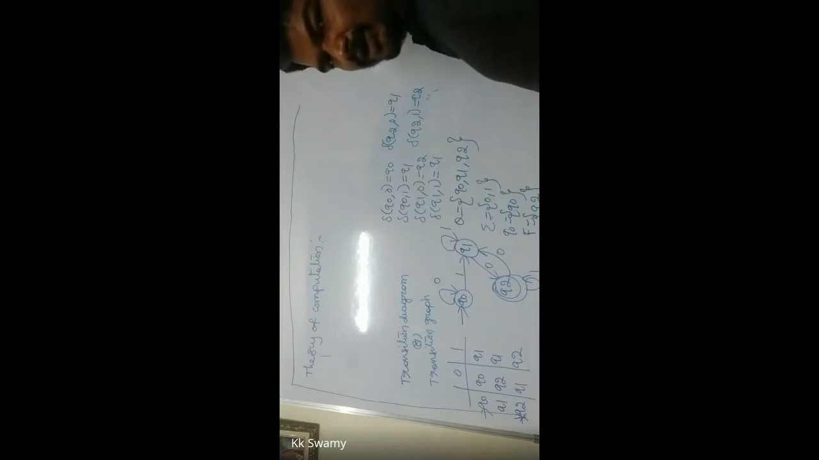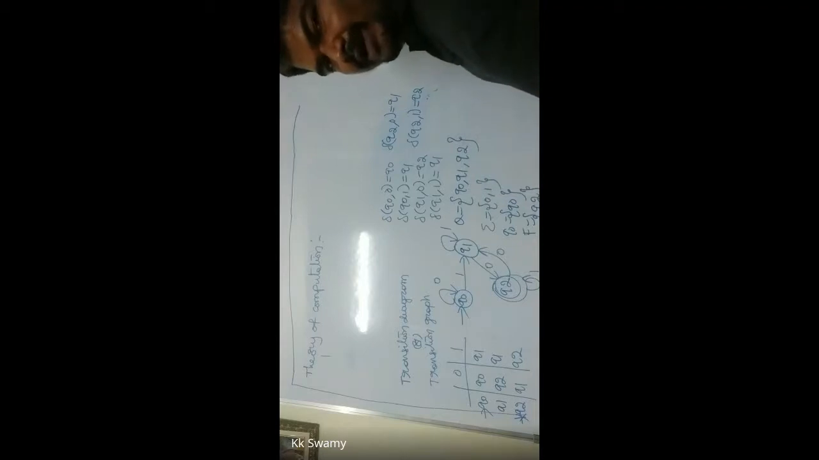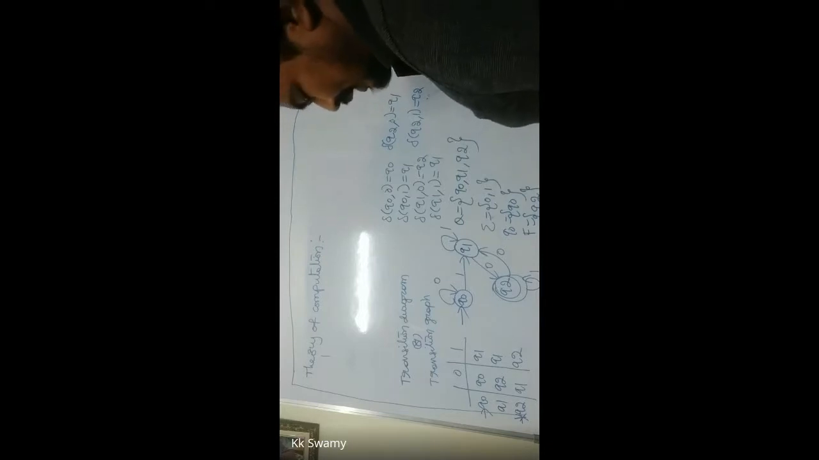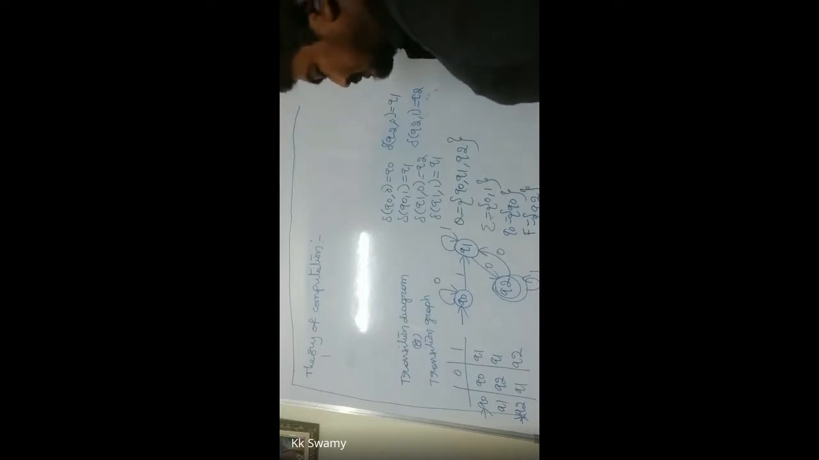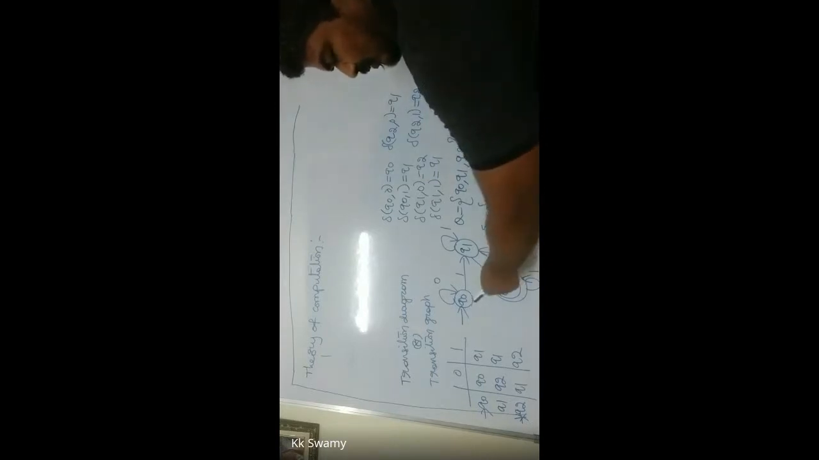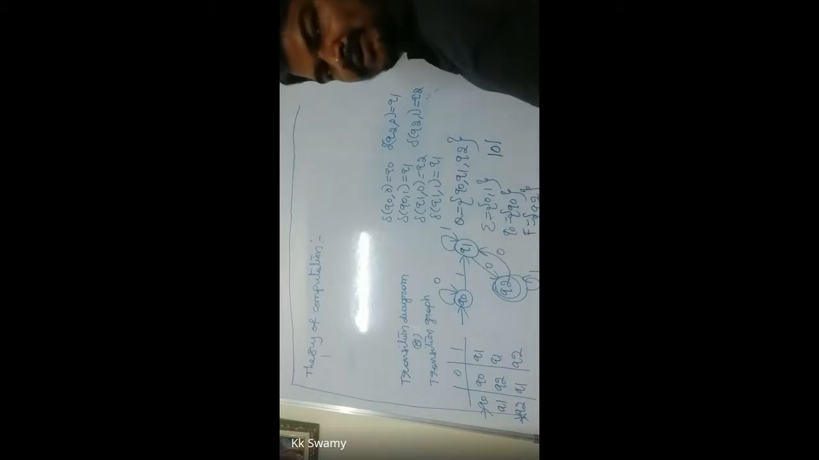Then how to decide whether the automata accepts? By the end of the string, if it is possible to go to the final state, that is considered as accepted by this automata. Suppose I consider the string 1, 0, 1. It always starts from Q naught only. 1, 0, again 1. By the end of 1, 0, 1, where is it? That is at Q2 only. Q2 belongs to the final state. That's why the string 101 is accepted.